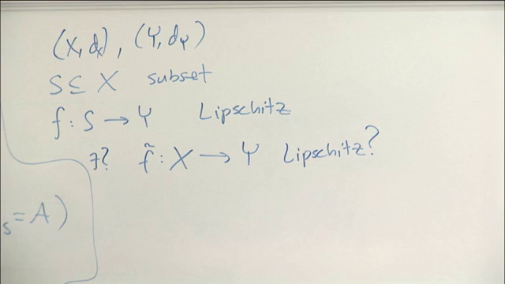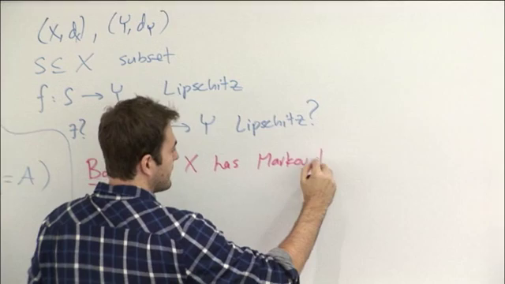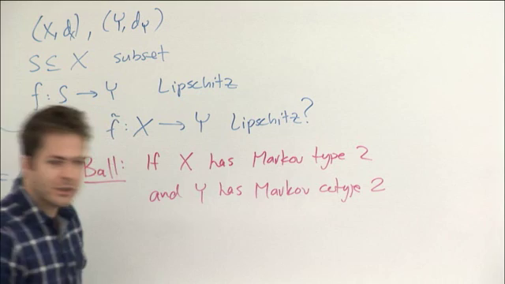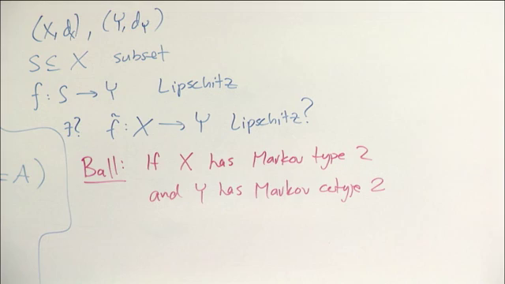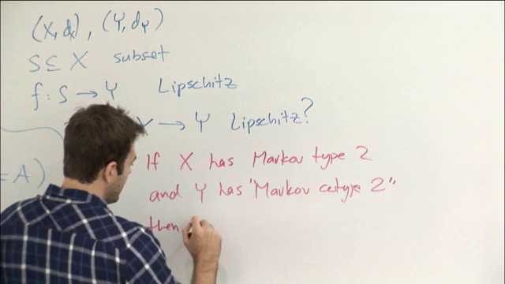Here's what Keith proved: if X has Markov type 2, and Y has Markov cotype 2 — Markov cotype is not defined here, but this is already interesting if Y is just a Hilbert space. So this holds for Y being a Hilbert space. So X has Markov type 2 and Y is a Hilbert space or has Markov cotype 2, which I'm not going to define for various reasons. Then this kind of Lipschitz extension always exists.